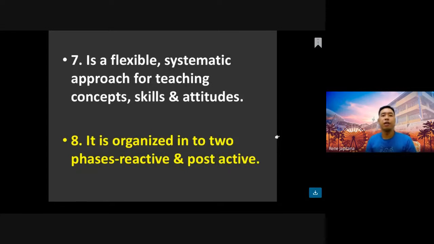Number 7, the nature of lesson plan is a flexible one. So when I say flexible, it's not rigid. The lesson plan is not rigidly followed. Sometimes it will be distorted. Sometimes it will not be followed because of some instances and circumstances. But it is always systematic in approach for teaching the knowledge, the skills, the attitude of our learners.